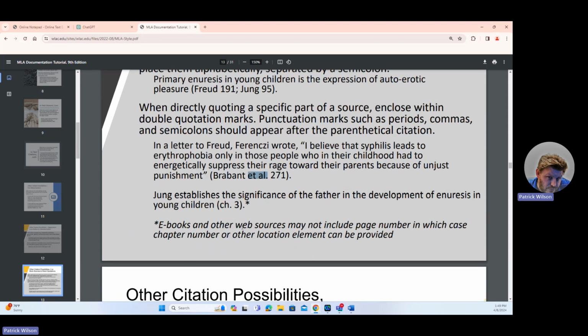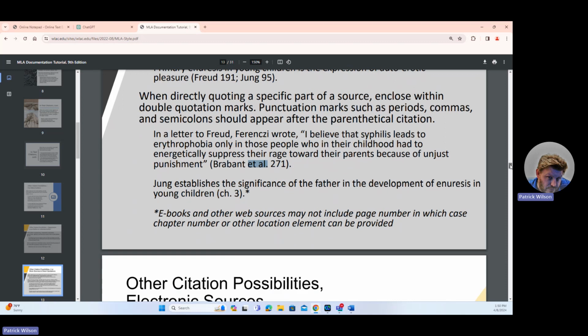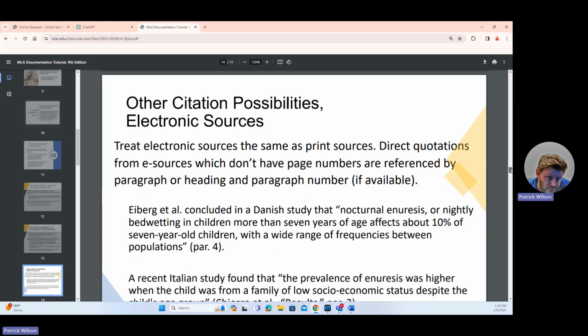It says here, ebooks and other web sources may not include page numbers, in which case chapter numbers or other location elements can be provided. So again, if you have chapters in an ebook or a website, you want to use the chapters, or you may have to count your own paragraphs and put PAR. 4 for paragraph 4, or PARS. 5 through 8. That's basically telling us paragraphs 5 through 8, which is what they do here.